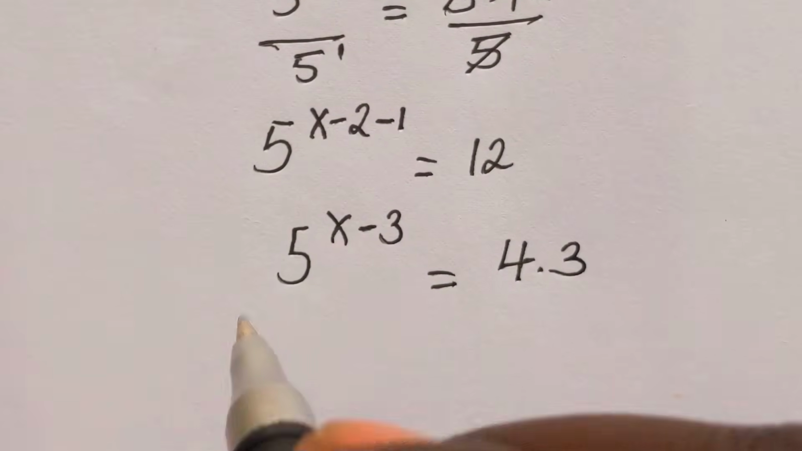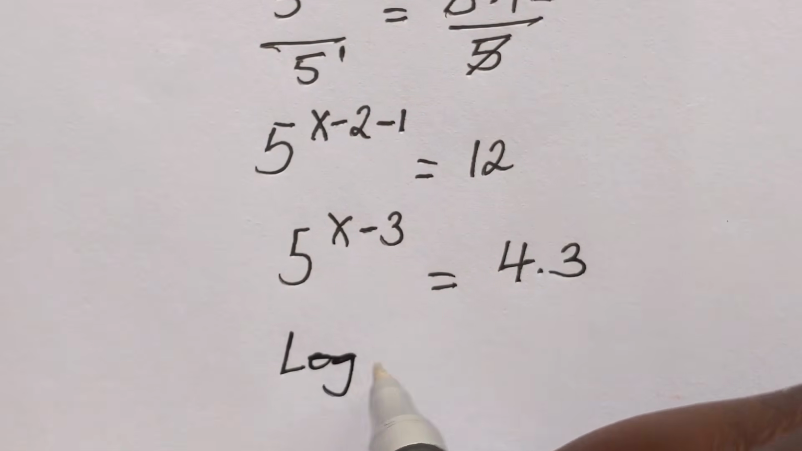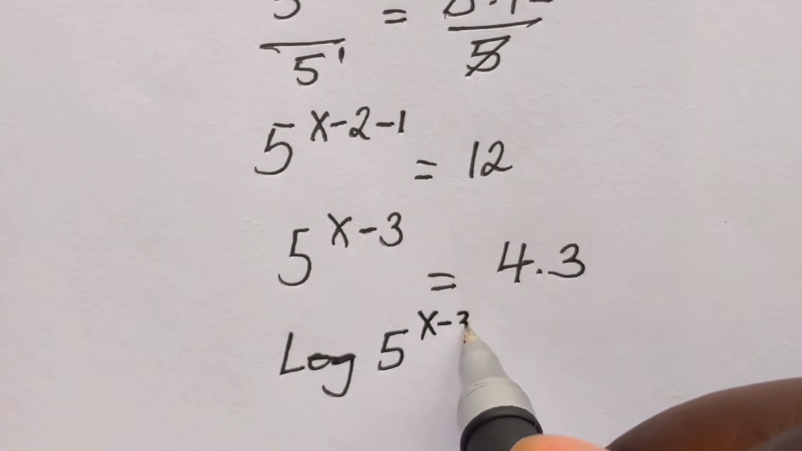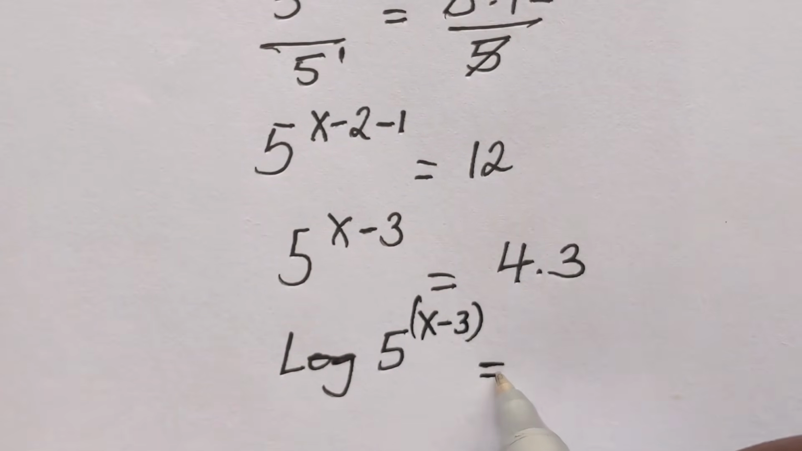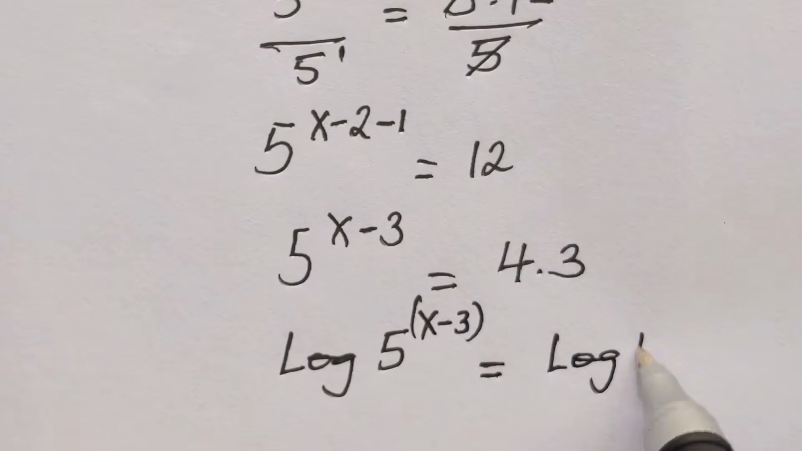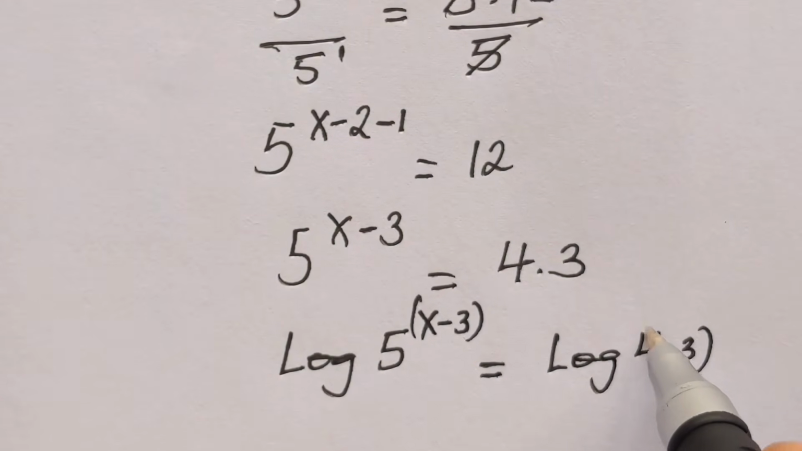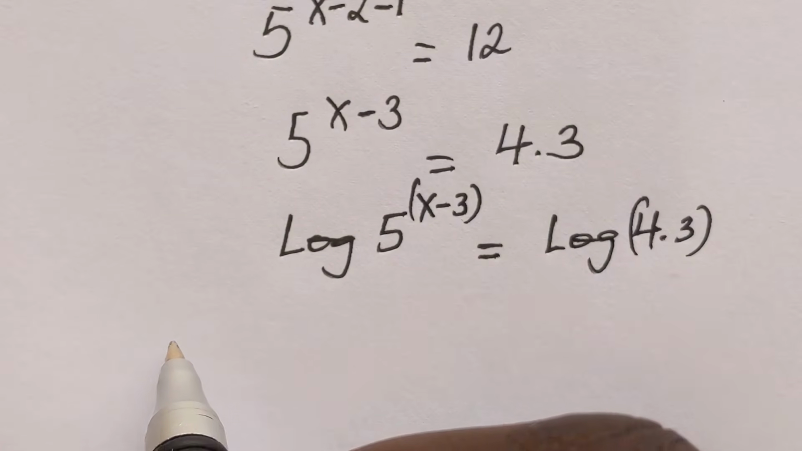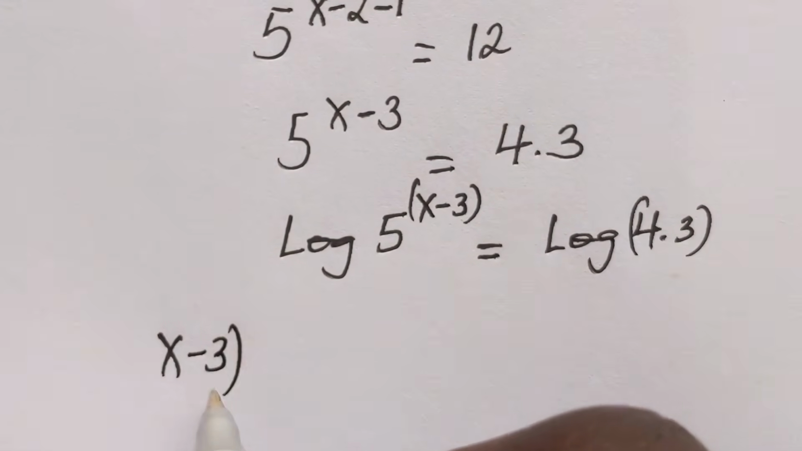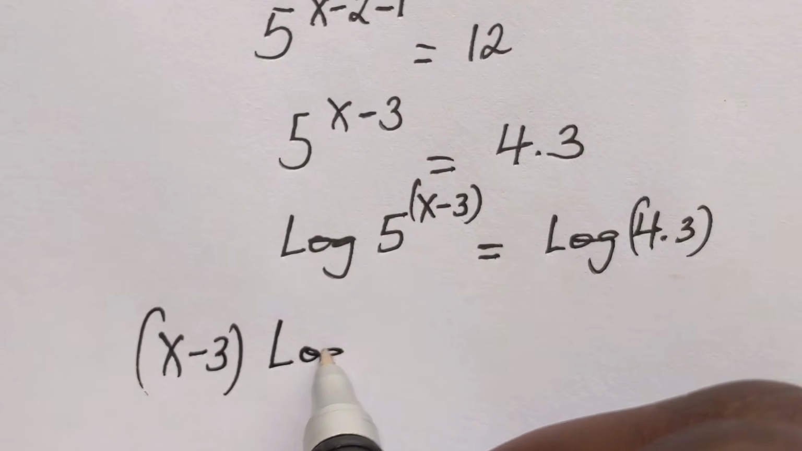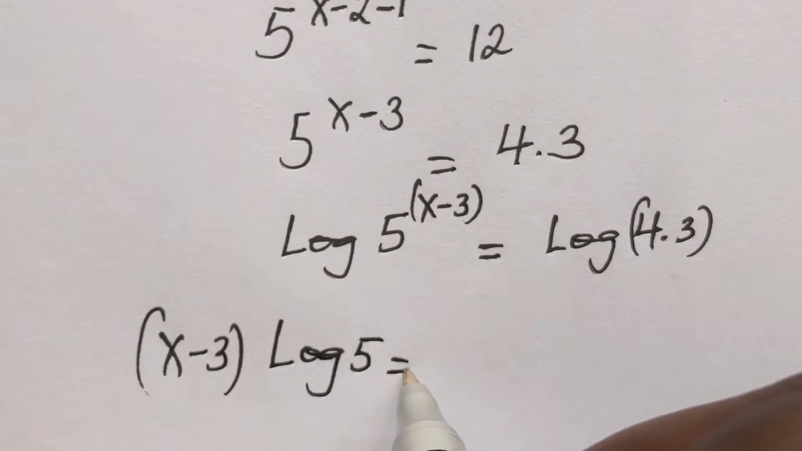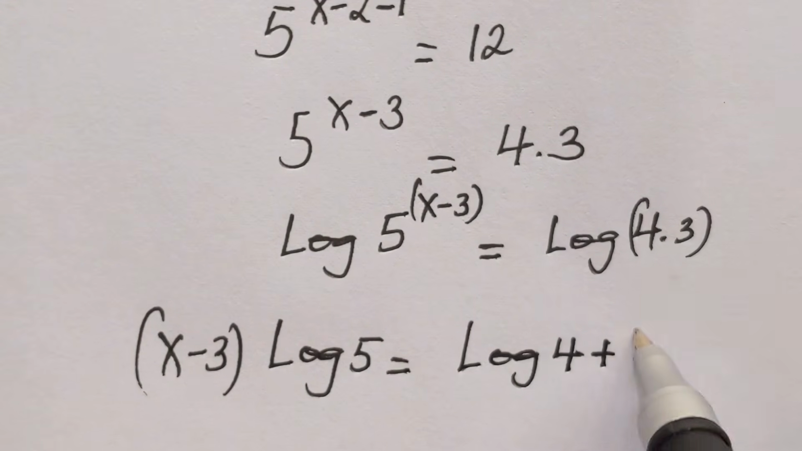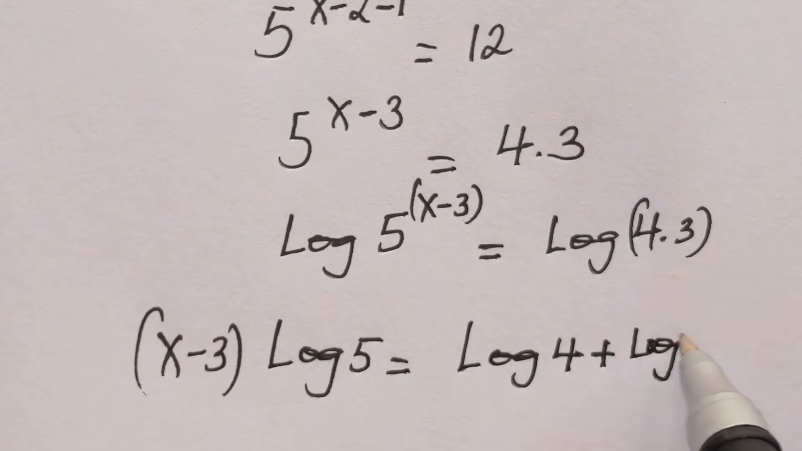At this stage you shall apply logarithm on both sides to get the logarithm of 5^(x-3) equals the logarithm of 4 times 3, and this equals (x-3) times the logarithm of 5 equals the logarithm of 4 plus the logarithm of 3.